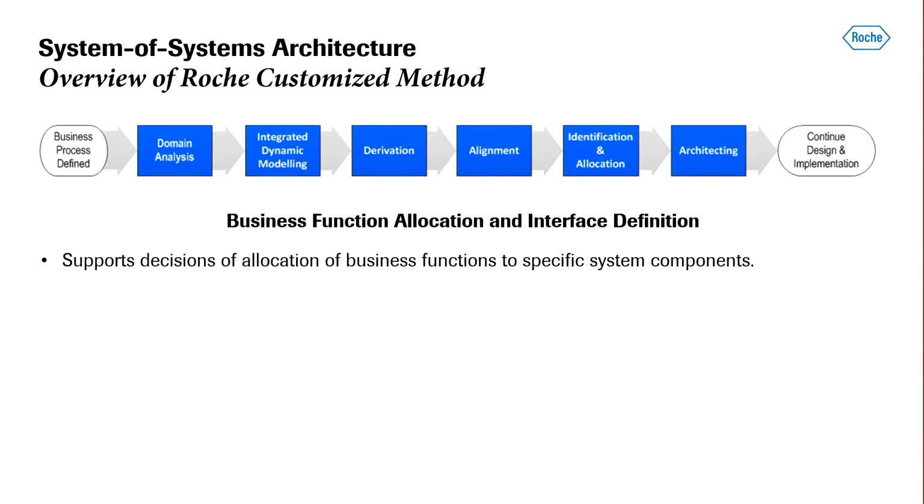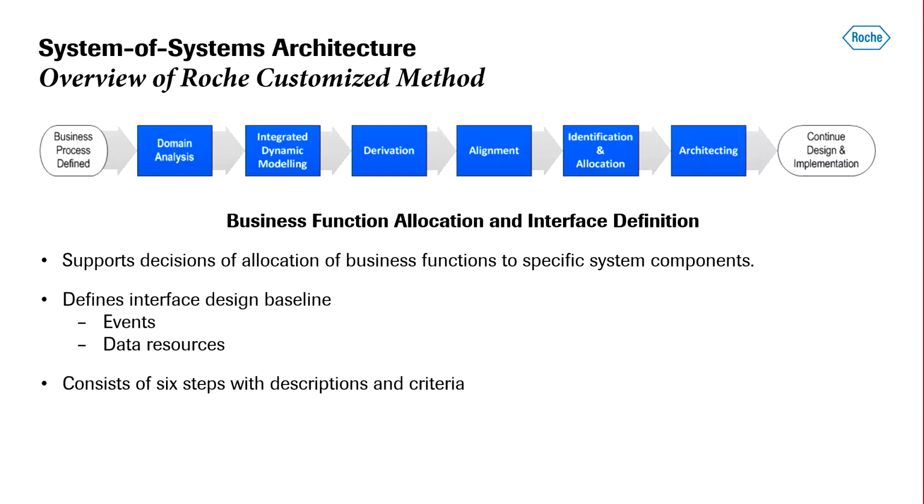What is the method doing? It supports the allocation of the functions, as the name says, to specific system components, and actually supports the interface design baseline, which means it defines the events and the data resources. And it consists of 6 steps, which I will walk you through shortly. And by the way, if I'm using a vocabulary or you have a question which helps your understanding, feel free to interrupt me. For discussion and general questions or critique about the method, let's move that to the end, but questions about understanding, feel free to ask anytime.